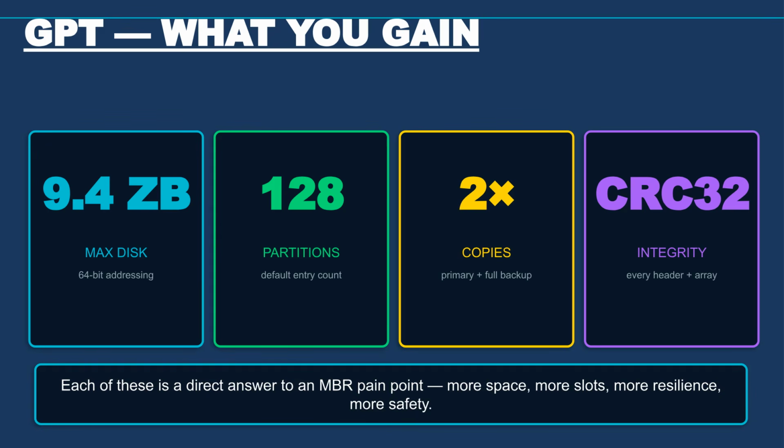GPT directly addresses MBR's weaknesses: a 9.4 zettabytes max disk size via 64-bit LBA, 128 default partitions, full primary and backup copies for redundancy, and CRC32 integrity checks everywhere. These features provide more space, more resilience, and greater safety.